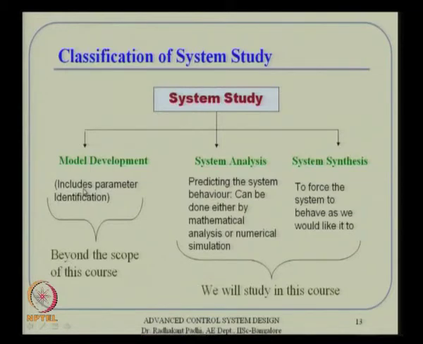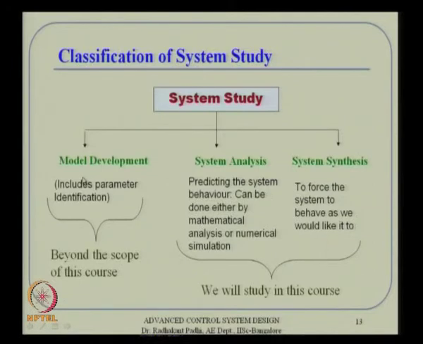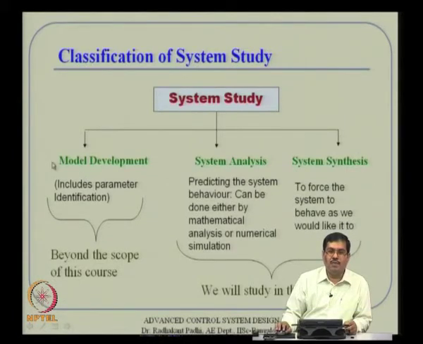Suppose you do not know the mass of the system, then can you really identify that from a sequence of measurements? That is the type of study which falls under parameter identification. It essentially falls under the broad spectrum of model development.